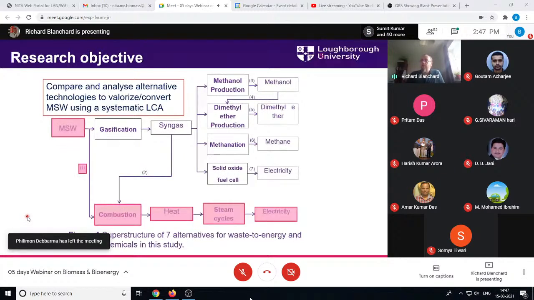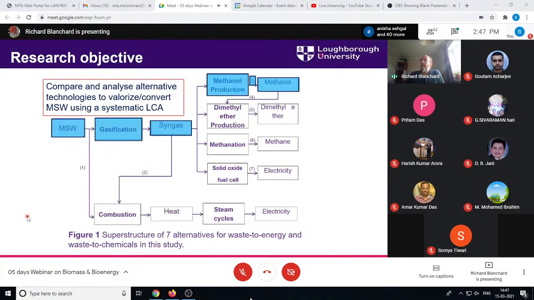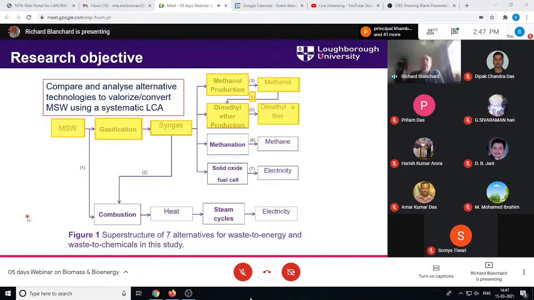Okay, so let's look at the routes. So then we have solid waste. This is route 1, going through combustion to produce electricity. Then we have the route of gasifying the waste to produce gas, which can then be combusted at another time to generate electricity. Then we have the idea to produce methanol, which can be used for transport fuels. We can also convert methanol into dimethyl ether. Dimethyl ether is another fuel, but it's very similar to diesel in its properties, so it can be used as a diesel substitute.